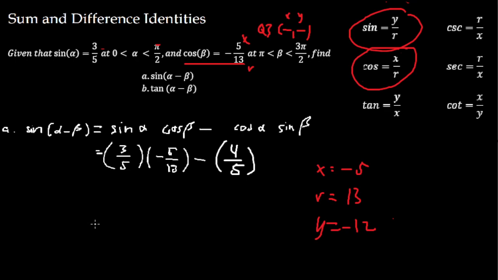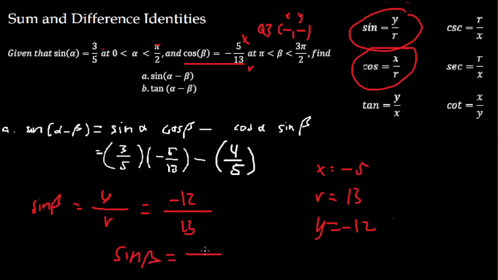Now, can we solve for the sine of beta? Yes. Sine is equal to y over r. So just substitute negative 12 and our r is 13. So our sine of beta is equal to negative 12 over 13. Now, this is the value of the sine of beta.